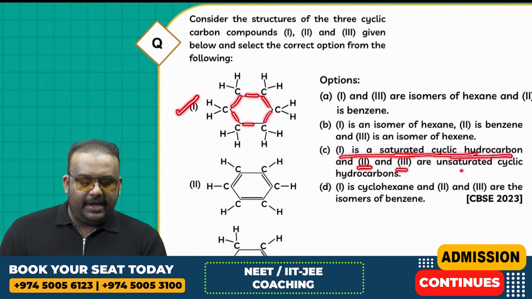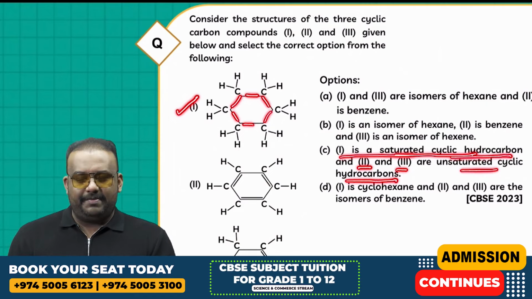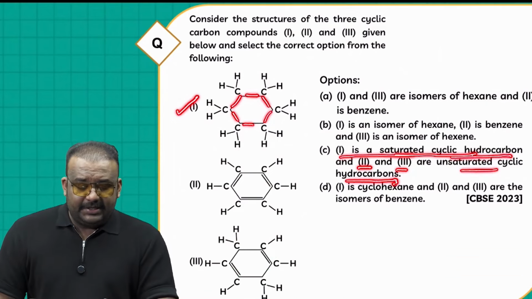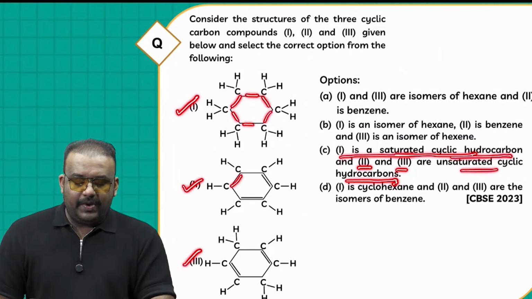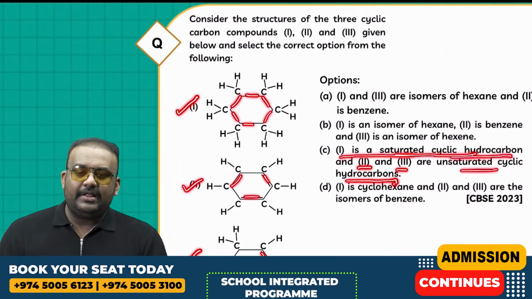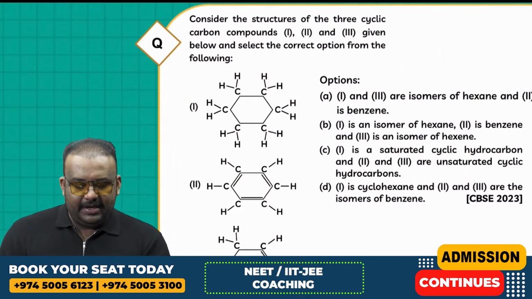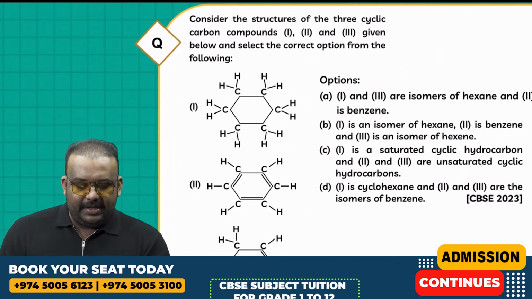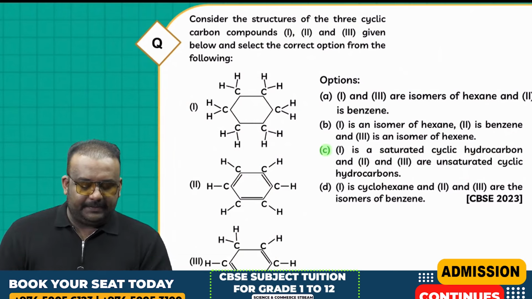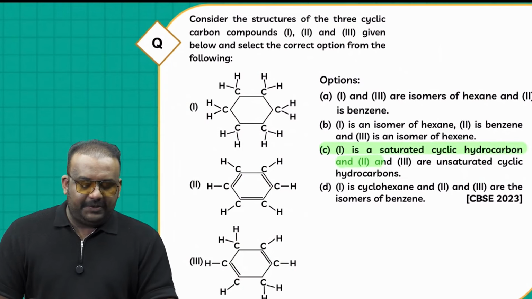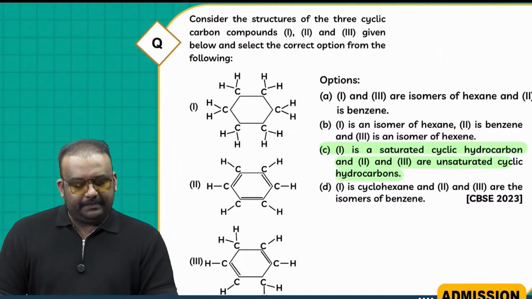And 2 and 3 are unsaturated cyclic hydrocarbons. Very much true. Because in second compound and third compound, you have carbon-carbon double bonds that makes it unsaturated. So option C is a correct statement that describes the structures. So we can select option C as the right answer.